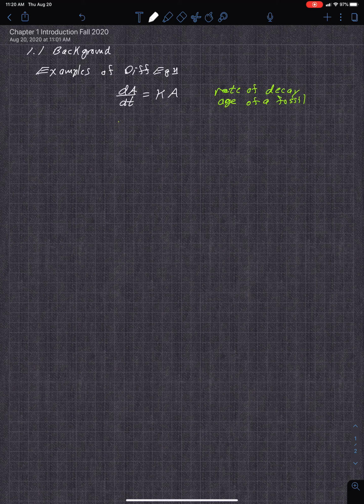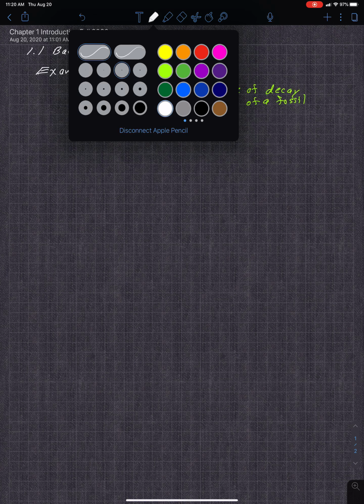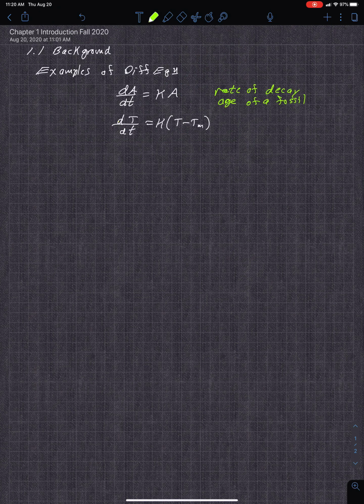Okay, here's another one. dT/dt equal to k times (T minus T sub m). That one could be cooling of an object.